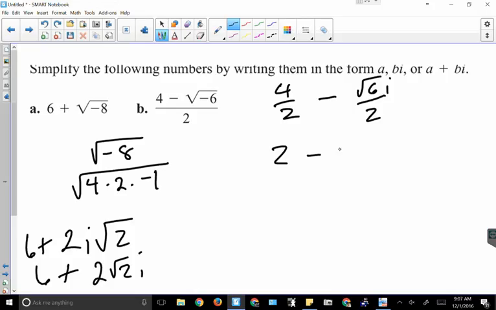So it'd be 2 minus square root of 6i over 2. Now you'll see me put the i out there. Sometimes you'll see me put the i out in front. It doesn't really matter. As long as the i is in there, it's there, but that i takes care of that negative square root.